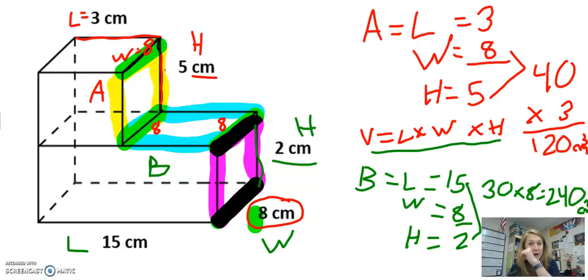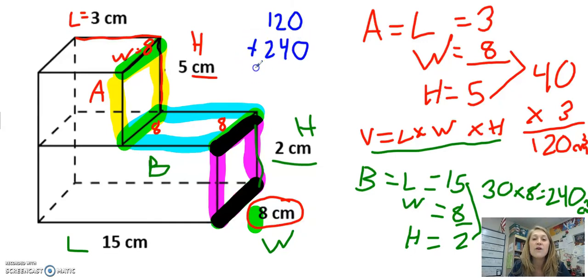Now, to find my total volume, I have to add the volume of part A to the volume of part B to get the total volume. So volume for part A was 120 centimeters cubed. Part B was 240 centimeters cubed. And so when I add those together, I get 360 centimeters cubed.